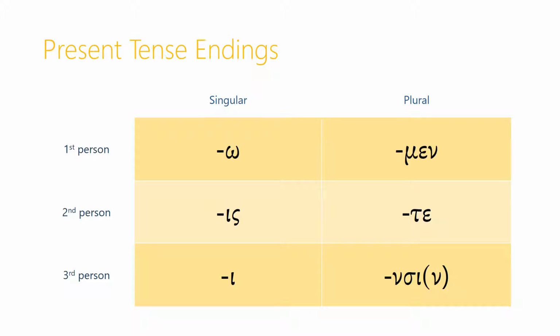Here are the present tense endings for each person and for the singular and plural. The singular first person ending is o. The second person ending in the singular is is. The third person is e. The plural endings are first person men, second person te, and third person nsi, with a possible nu on the end if it eases pronunciation.